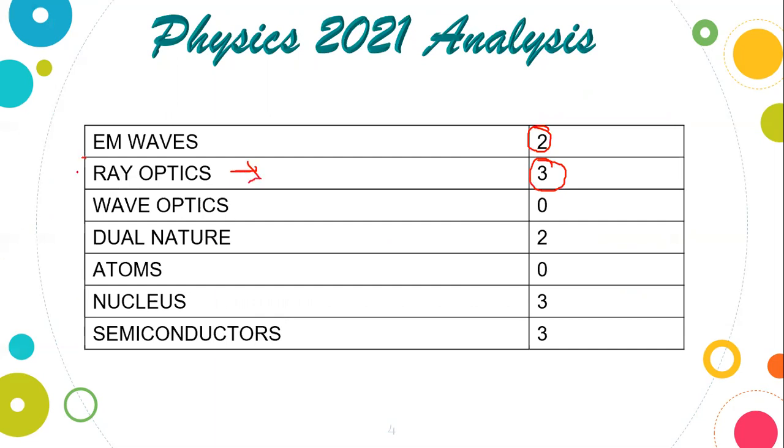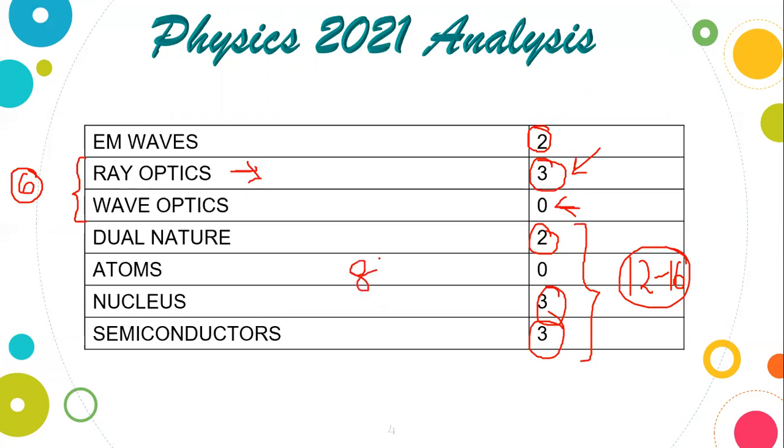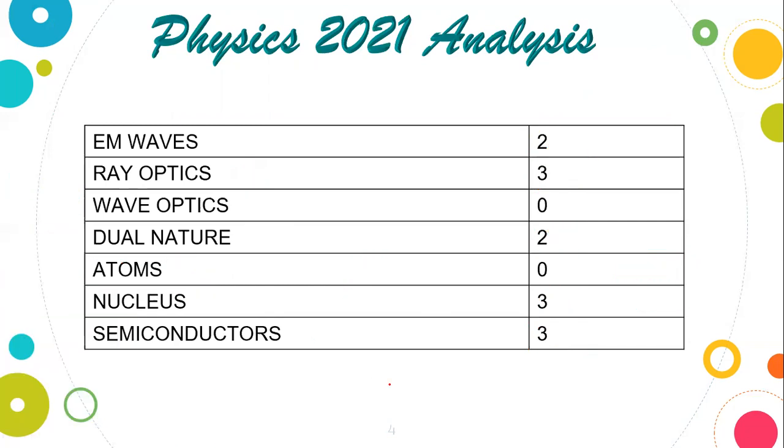Ray optics this time asked for 3 questions. In previous years, you will observe that ray optics and wave optics together constitute 6 to 7 questions. This time they stopped at just 3 questions. From wave optics, 0 questions came. Dual nature 2, and we have been lamenting that modern physics will give you 12 to 16 questions even. But this time 2 plus 3 plus 3, just 8 questions. Even the chapter of atoms was left untouched. So this is the overall weightage of the physics 2021 NEET paper.